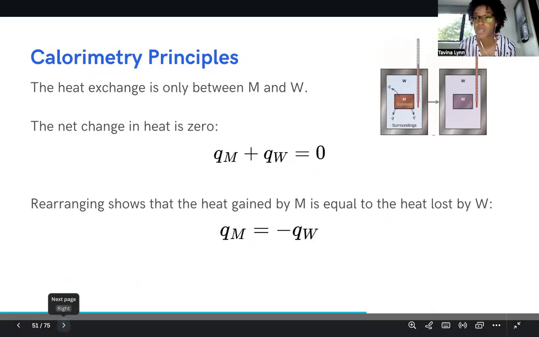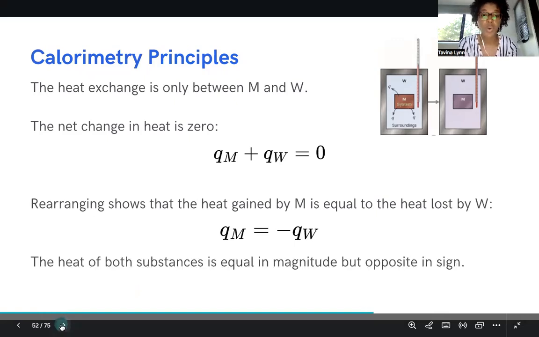The converse is also true, right? If the water was heated up and we had a metal that was cool, right? The heat lost by the metal would be equal to the heat gained by the water. So the heat of both substances, the metal and the water, are equal in magnitude but opposite in sign, right? Because we have a plus for whichever substance is gaining heat and a negative for whichever substance is losing heat, but the magnitude, the actual value of Q, is the same.